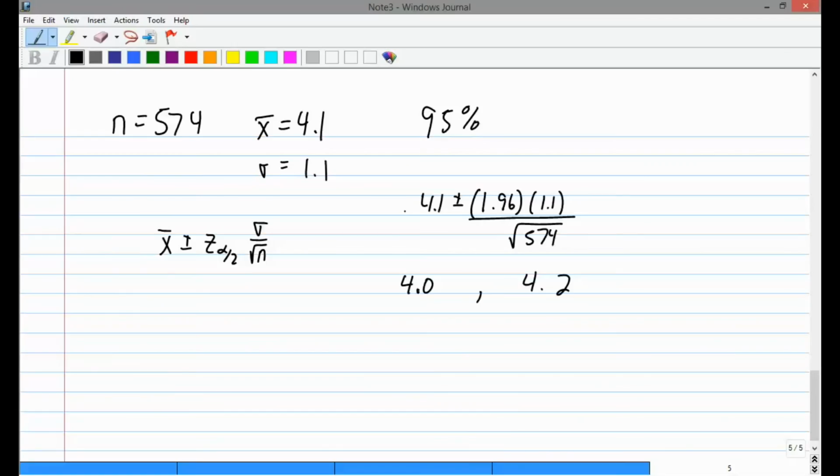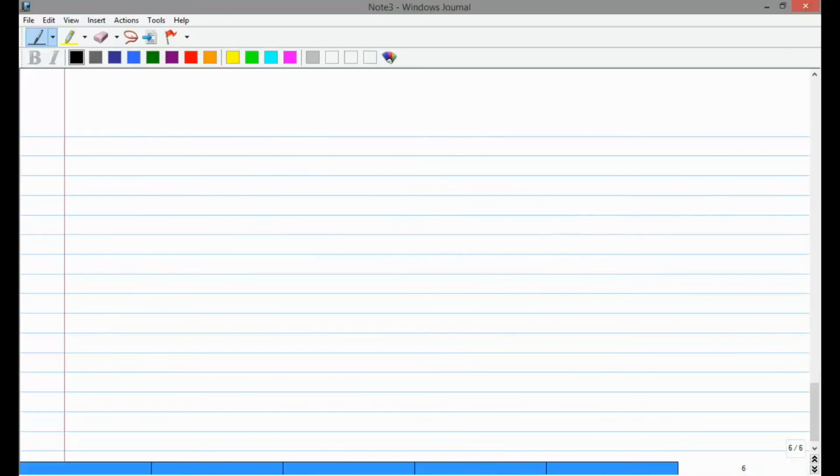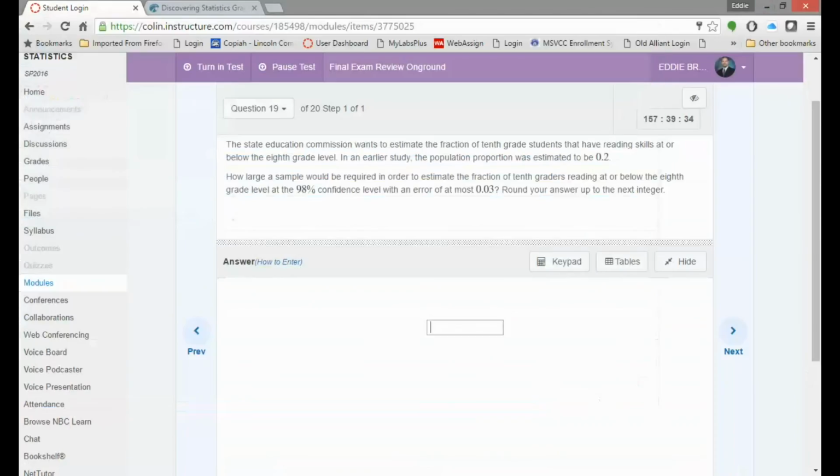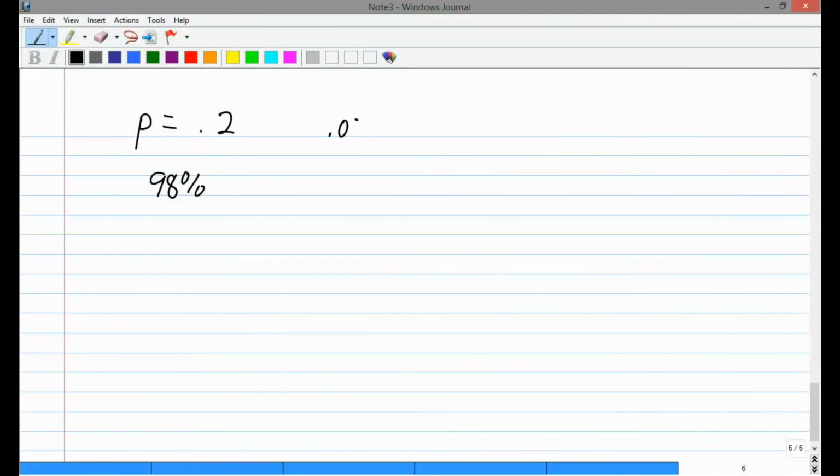Alright, so we know on this problem P equals 0.2. We're at a 98% confidence level. We have an error of 0.03. Okay, so we want to know n, the sample size. So we need to use the formula to estimate the sample size. Let me grab my formula sheet.